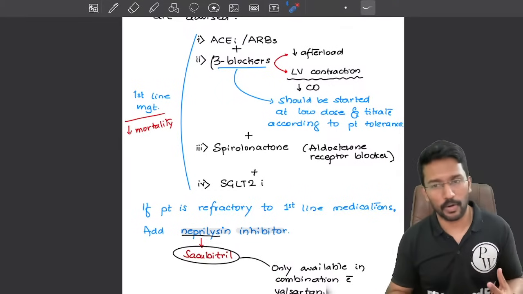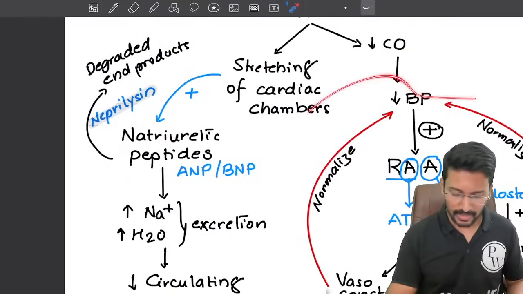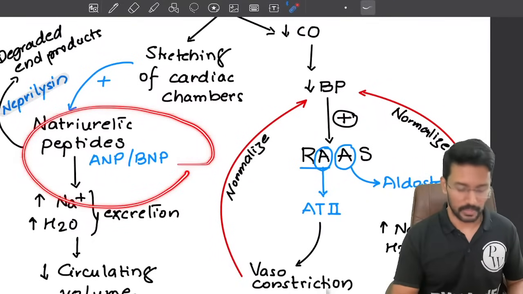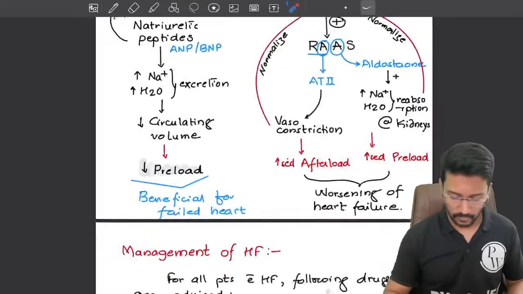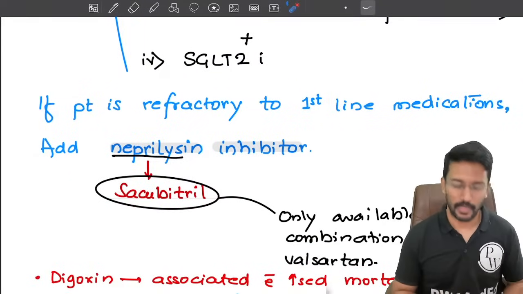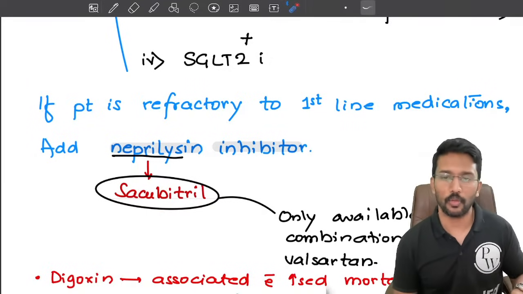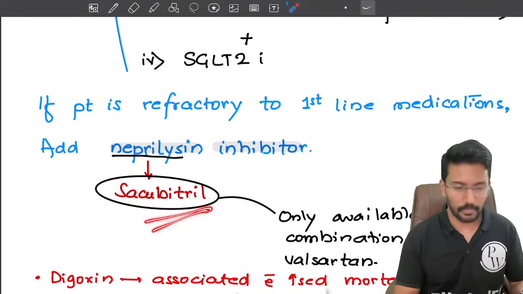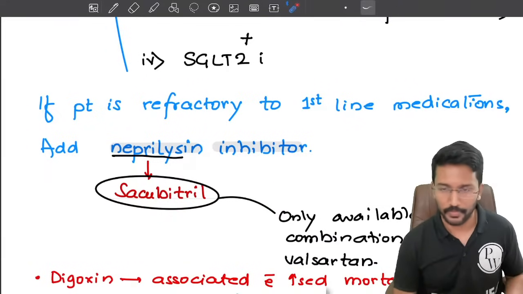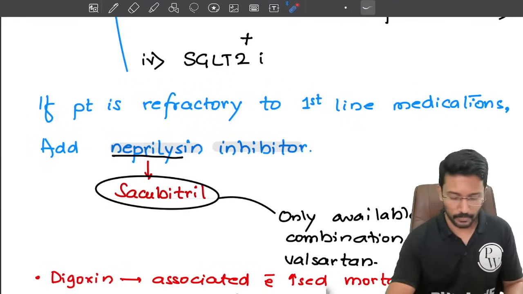After that, if they are not responding, they still have symptoms of heart failure, then we can think of, see, we have already explored this axis, we have blocked it. Now we can think of supporting the natriuretic peptides by inhibiting the neprilysin. We can add a neprilysin inhibitor. As of now in India, only one neprilysin inhibitor is approved for marketing, that is sacubitril. And remember, it is not available as a single drug, but it comes with a combination of valsartan plus sacubitril.